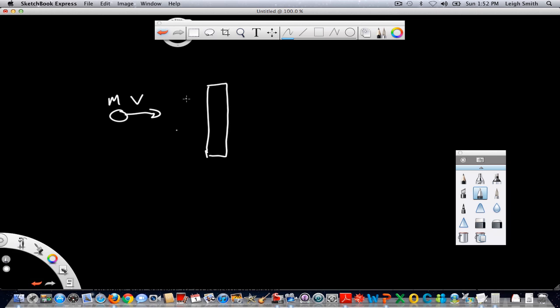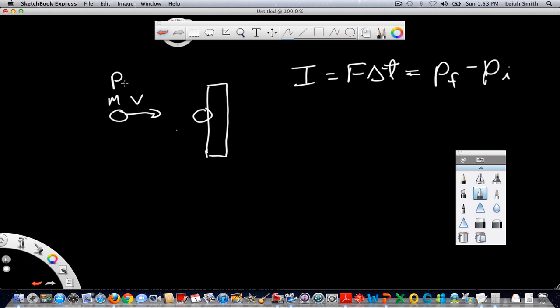The largest force will give you, because again, the impulse is just the force that's applied to the object times delta t, the time of the interaction. That basically just gives you the change in momentum. So it's P final minus P initial. So if you imagine a beanbag, or a sticky thing, it comes in and just sticks to the wood, then the initial momentum is here, but the final momentum becomes zero.